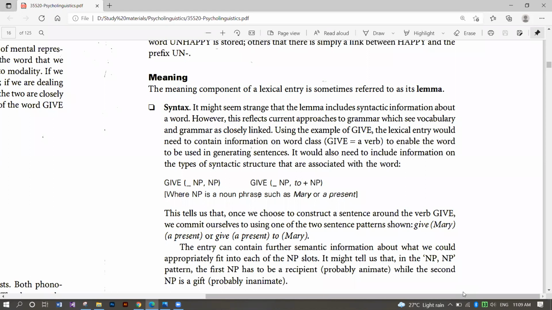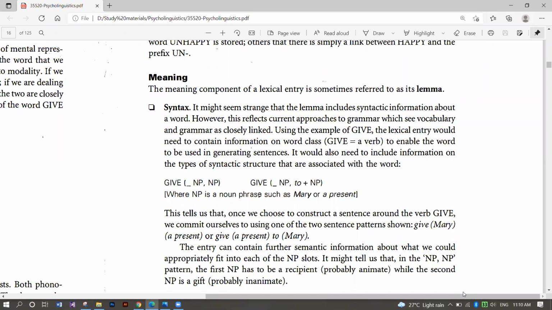Now, give, if we study it, is definitely syntactically a verb. So we study that after the word we will have a noun phrase and then again a noun phrase, like first noun phrase and second noun phrase. In this example, give noun phrase, or give noun phrase to noun phrase.